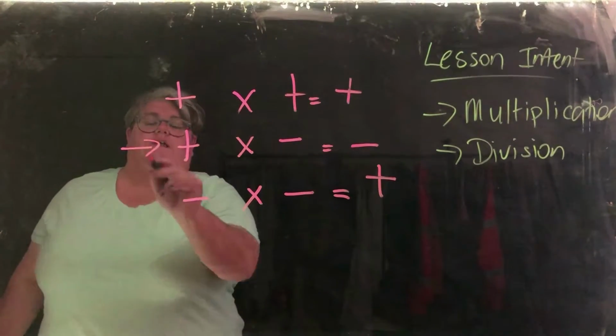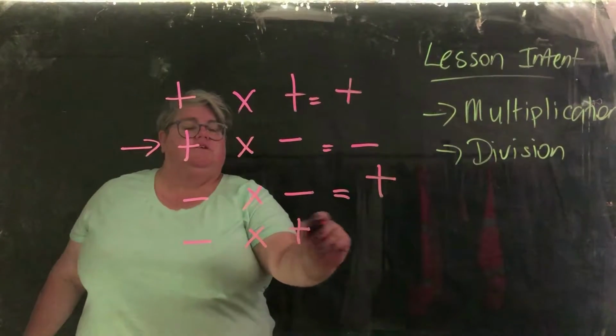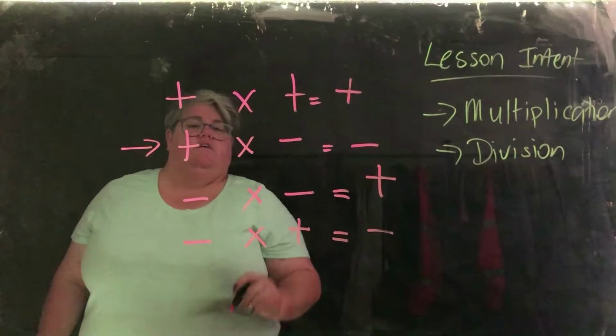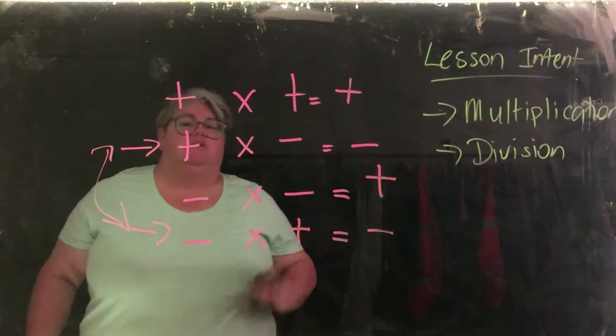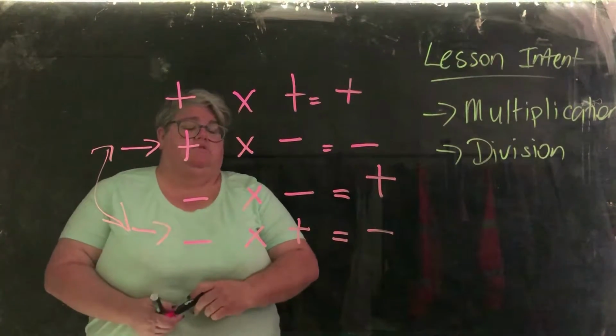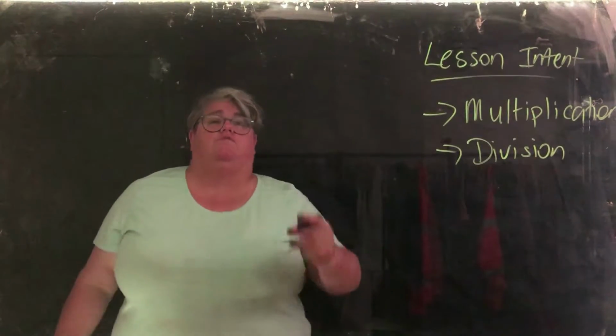Now, just like this one here, if we have a negative multiplied by a positive, we will also get a negative. So these ones are interchangeable. They don't matter too much. They bring out the same response. So let's look at our two positives first. Again, this is revision for you.